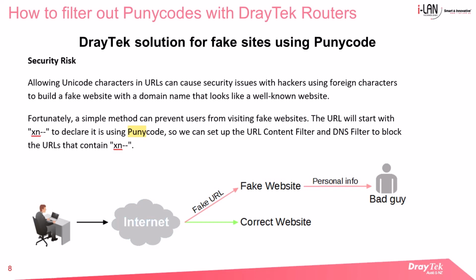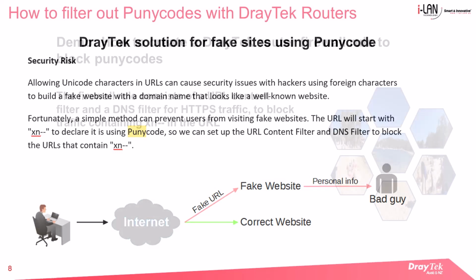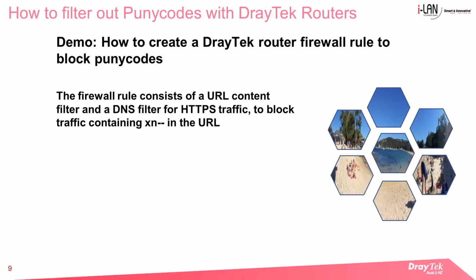However, DrayTek has a solution to stop domain names starting with xn-- using a firewall rule. Here is a short video on how to set up a firewall rule consisting of a URL content filter and a DNS filter to block all traffic from LAN to WAN containing xn-- in the URL.